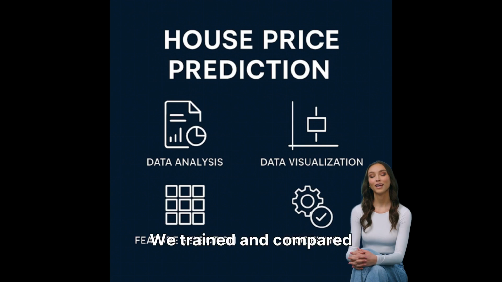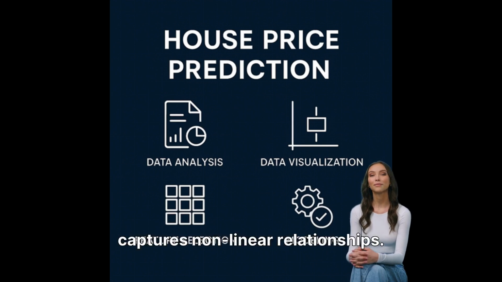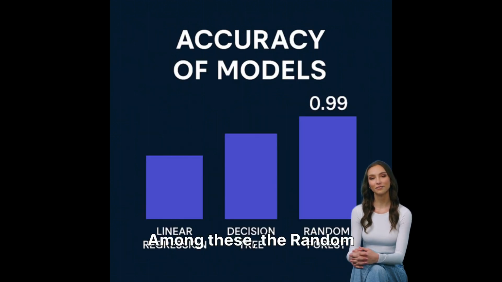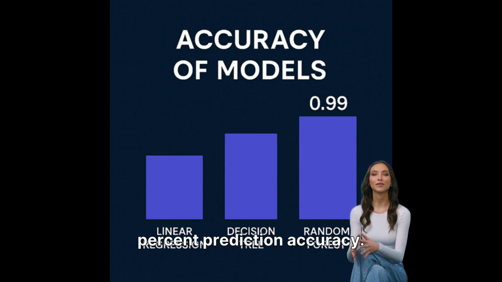We trained and compared 3 machine learning models: linear regression, simple, fast, and interpretable; decision tree regressor, captures nonlinear relationships; random forest regressor, an ensemble model that combines many trees for higher accuracy. Among these, the random forest model performed the best, achieving nearly 99.9% prediction accuracy.